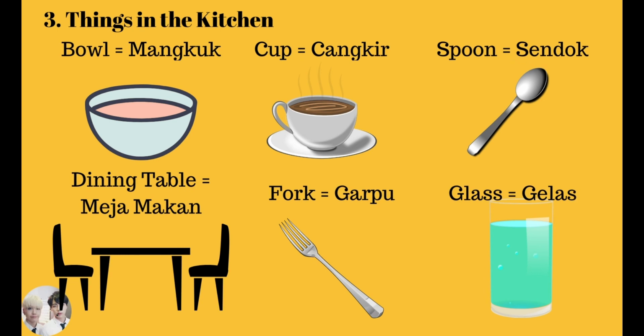The third one is things in the kitchen, atau benda-benda yang berada di dapur. Bowl, mangkuk. Cup, cangkir. Spoon, sendok. Dining table, meja makan. Fork, garpu. Glass, gelas. Please repeat after me. Bowl, cup, spoon, dining table, fork, glass.